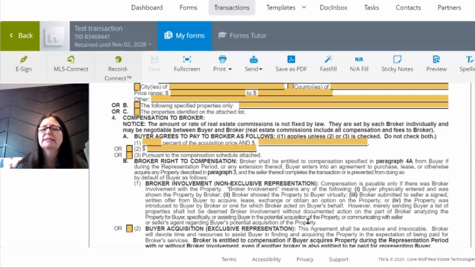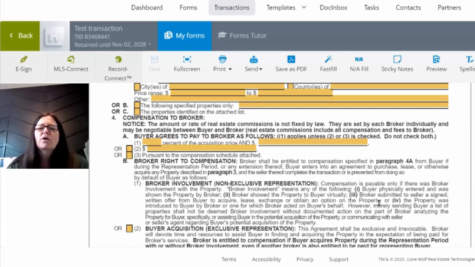Could be communicating with the seller or the seller's agent regarding the buyer's potential purchase of the property. So these aren't written in stone, like there could be gray areas on some of this, but these are the guidelines that we have as far as what it means for the broker to be involved. Are there any questions or thoughts on that? Pretty straightforward, right? Okay.